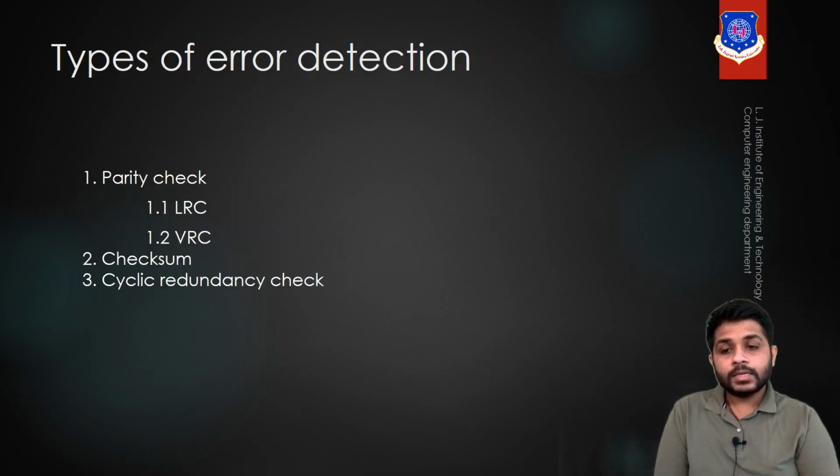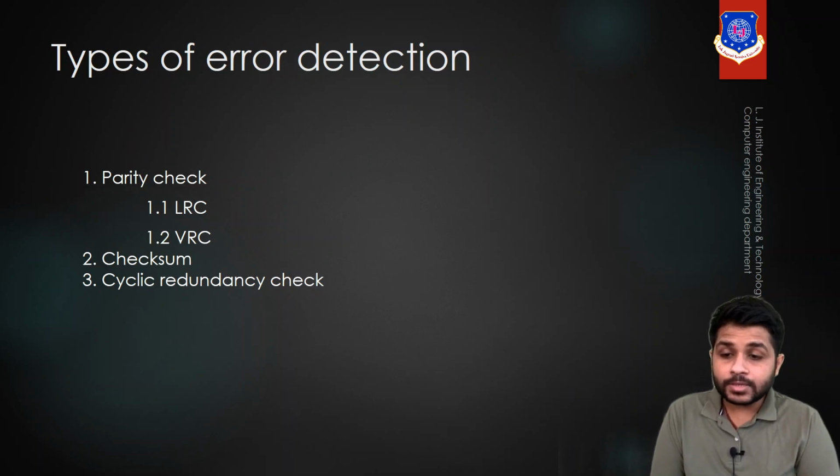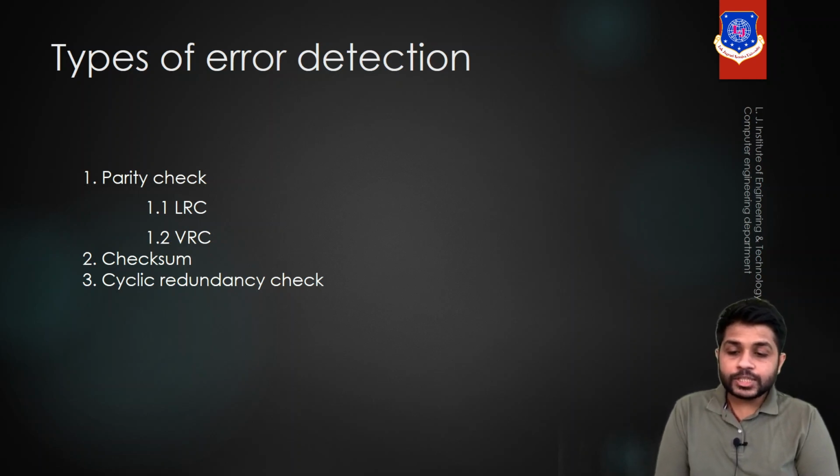Now let's see the types of error detection methods. Generally, error detection is divided into three types: the parity check, checksum, and the cyclic redundancy check. The parity check is further divided into two types: the longitudinal redundancy check or LRC, and the vertical redundancy check, that is VRC. Now let's see these methods one by one.